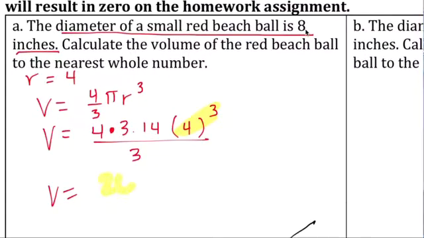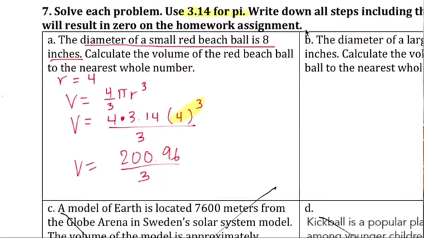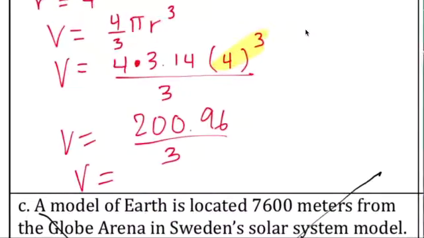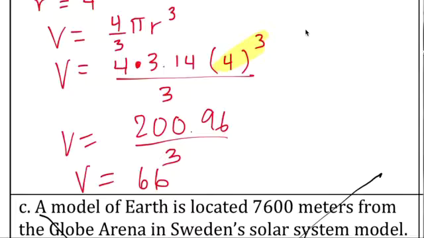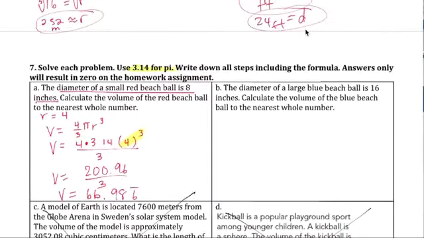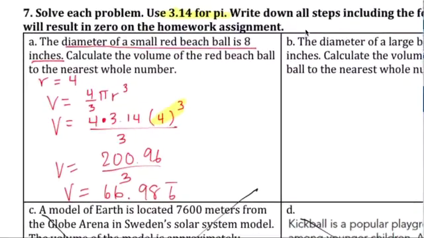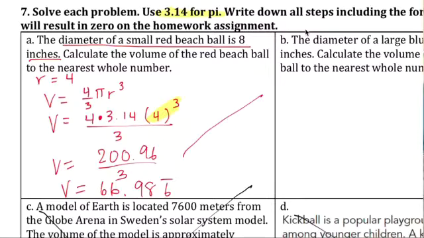You get 22,296. Divide that by 3. You get the volume of 66.98, 6 repeating. It didn't say to round to the nearest. Oh, calculate the volume of the red ball to the nearest whole number. So the volume is 67 then. Approximately 67 inches cubed.